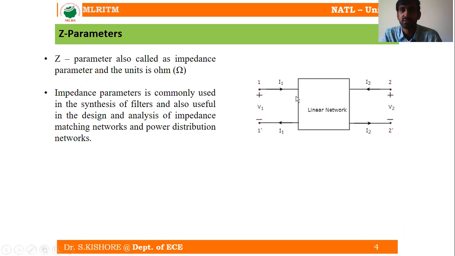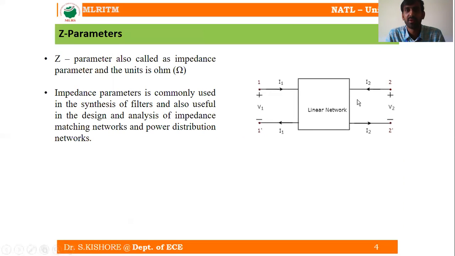So coming to the Z parameters, as we said, in a two-port network we have four variables. What are those four variables? They are V1, I1, V2 and I2. Based on these four variables, two are going to be dependent variables and the other two independent variables. Taking two at a time, we have six combinations, which means six different parameters.